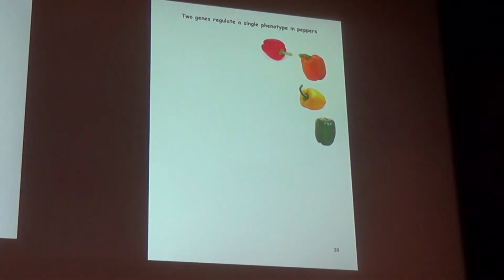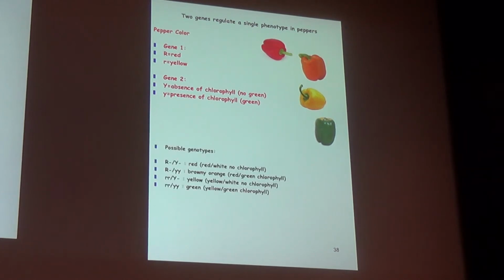Same thing happens here. Color in peppers. So, gene 1, big R. Big R gives you red. If you're little r, you get yellow peppers. Gene 2, big Y, there is absence of chlorophyll. It's not green. Little y, you produce chlorophyll and you're green. And so you get 4 different possible phenotypes.